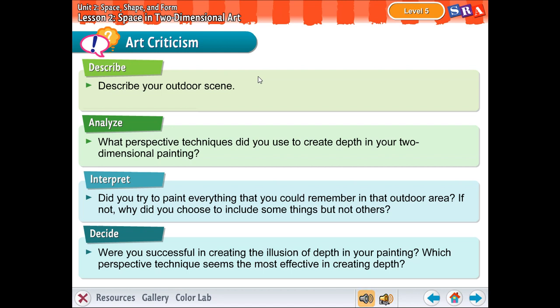Okay, so you could create a scene if you wanted to. So if you were going to describe your artwork, if someone were to ask you, you would describe your artwork and describe your outdoor scene. You could analyze it. What perspective techniques did you use to create depth in your two-dimensional painting or artwork? Did you try to create everything that you could remember in that outdoor area? If you did, why did you choose to include some of these things and not others? And deciding, were you successful in creating the illusion of depth in your painting? Which perspective technique seems to be the most effective in creating depth?